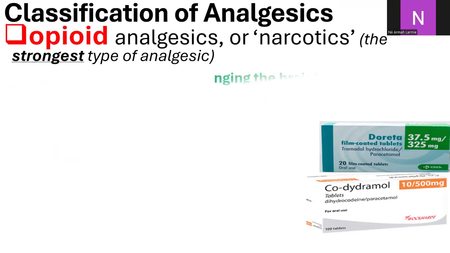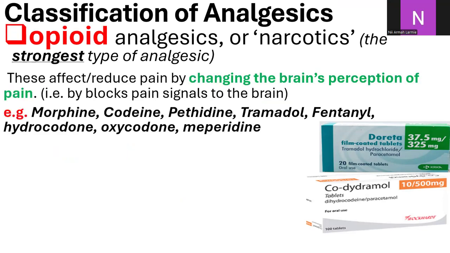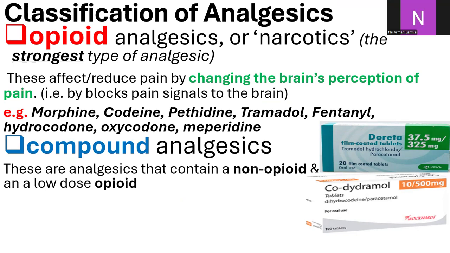Now, the second class of drugs or analgesics are the opioids. Now, these ones are not over-the-counter. These ones are prescription-only medications, and they are described as the strongest of analgesics. These are used for severe pain, and they can be used for long-term or short-term pain.